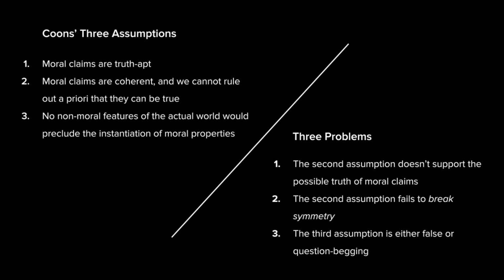The first is that moral claims are truth apt. The second is that moral claims are coherent and that we cannot rule out a priori that they can be true. And the third is that no non-moral features of the actual world preclude the instantiation of moral properties. According to Coons, the second assumption supports the conclusion that there is a possible world where some substantive moral claim is true. By my lights, though, this is deeply problematic.